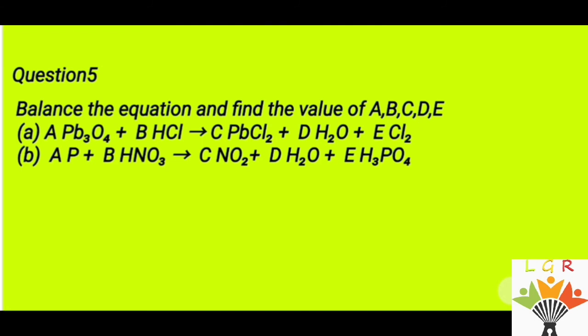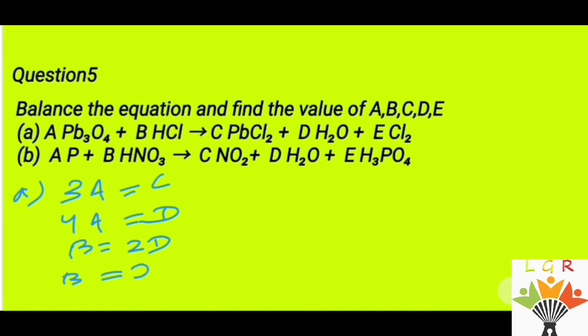To solve part A, you will get the equation 3A is equal to C. After that, 4A equal to D. You will get B equal to 2D, and you will get B equal to 2C plus 2E. After solving you can see A comes the maximum number of times. So please take A equal to 1.